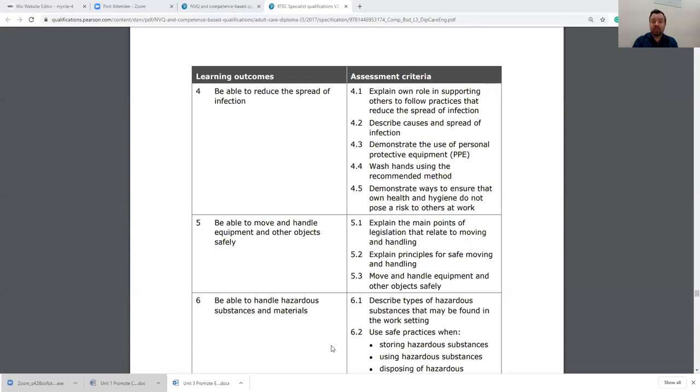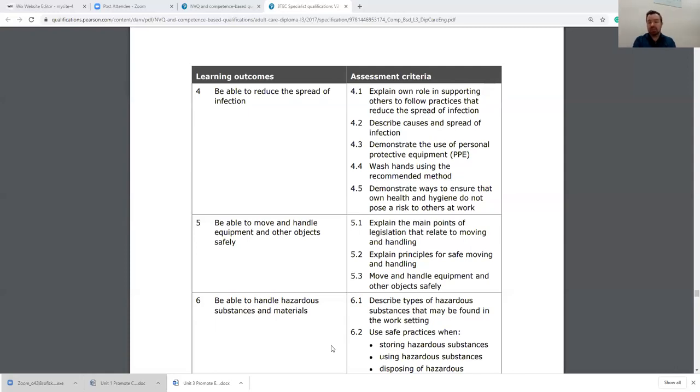4.3, you need to demonstrate the use of personal protective equipment, PPE. So for this, we will have seen you on many occasions putting your gloves on, putting your aprons on, face masks, etc. It's important that you can demonstrate how to do this correctly. And when you take your gloves off, you're taking them off one at a time, you're putting them in the apron, and you're binning the whole lot in one go.